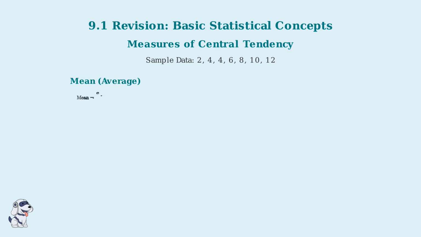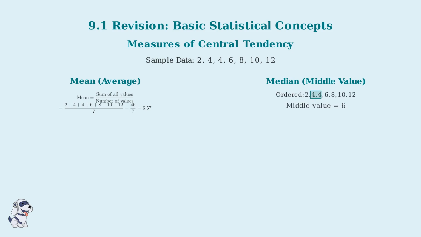The mean is the arithmetic average. We add all values and divide by the number of values. For our data, the mean is 6.57. The median is the middle value when data is arranged in order. With 7 values, the median is the fourth value, which is 6. The mode is the most frequently occurring value. In our dataset, the value 4 appears twice, making it the mode.